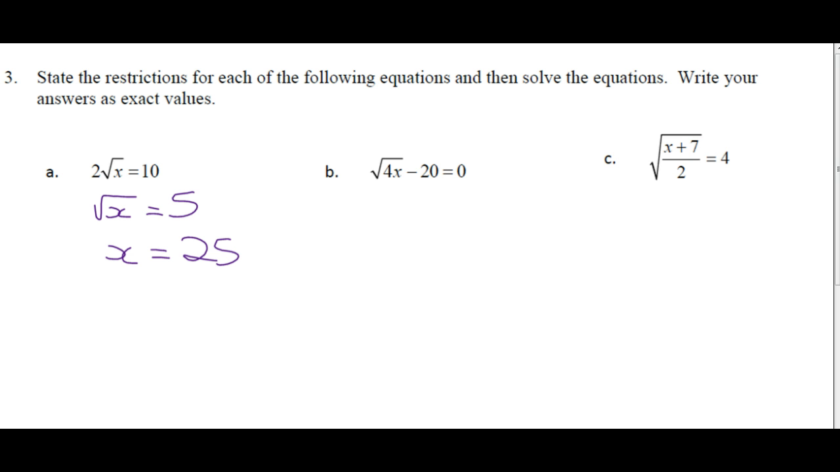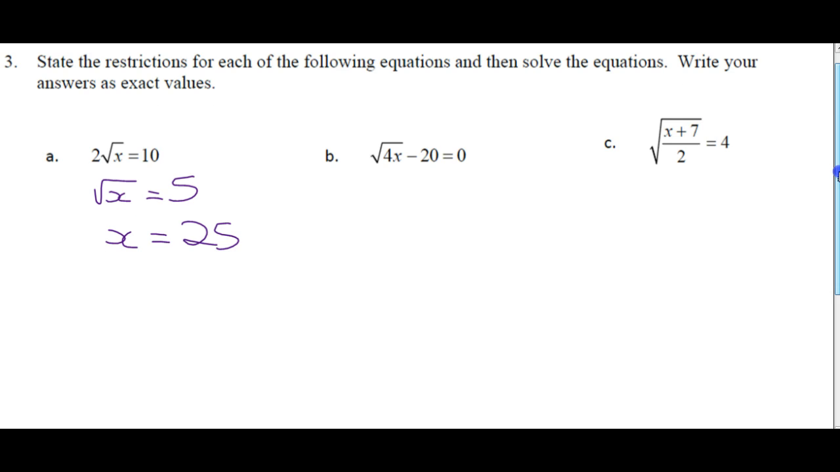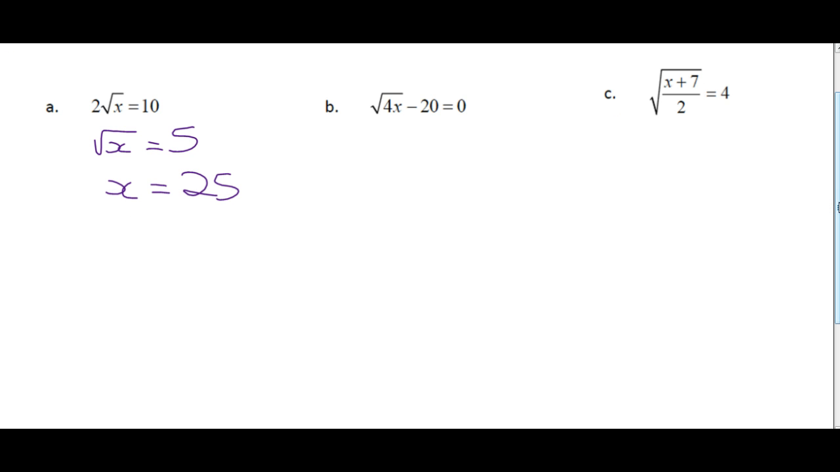Now I know the worksheet says something about verifying the solutions. Later on it's asking you to verify, but I'm going to verify every solution. The reason is, when you solve radical equations, you have to verify every solution. So we think the answer is 25. The left side of the equation is 2 root x, and the right side is equal to 10.